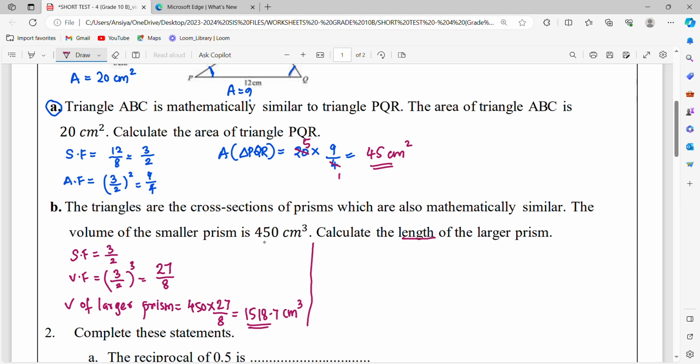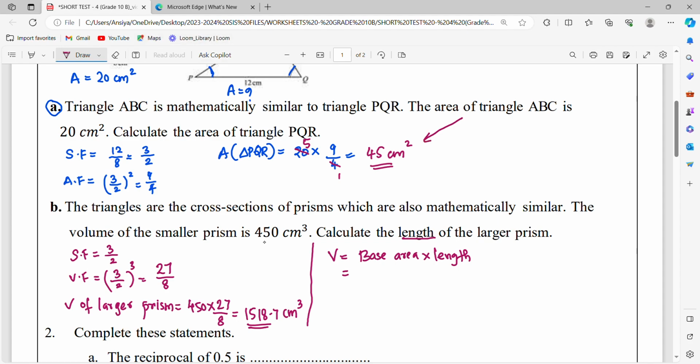What's the volume formula? Base area or cross section area times height or length of the prism. Better to use the word length. So base area times length of the prism. This is a general volume formula for all prisms: base area times length, or area of cross section times length. Now we know the area already, which is 45.